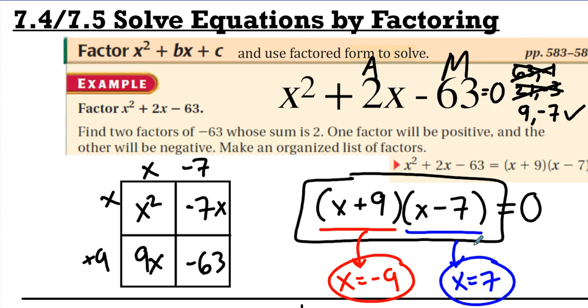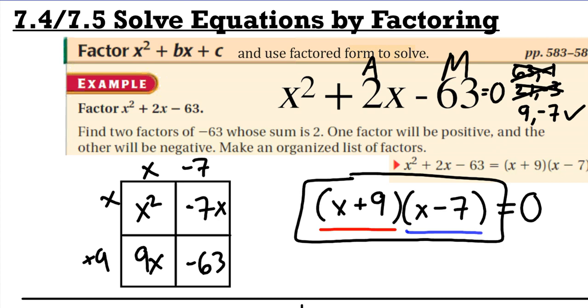If I have two items multiplying to make 0, one of them has to be 0. What would make the red thing be 0? If x equaled negative 9. What would make the blue thing be 0? If x equaled 7. But that's only if it equals 0. If it just says factor like this one did, then don't go doing that next step, because it was not an equation. You would be done right here. So you have to read the directions carefully.